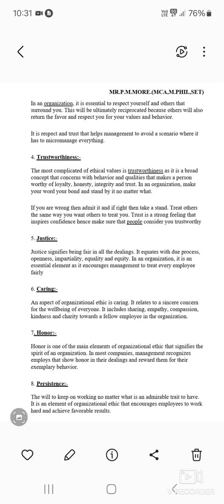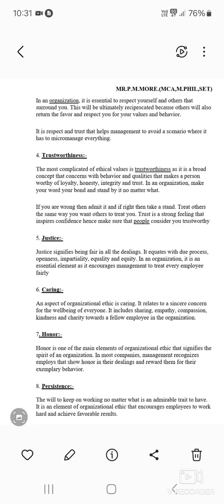Caring. An aspect of organization ethics is caring. It relates to sincere concern for the well being of everyone. It includes sharing, empathy, compassion, kindness, and charity towards fellow employees in the organization.